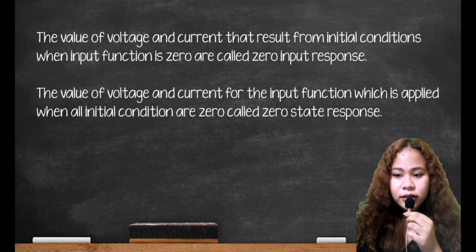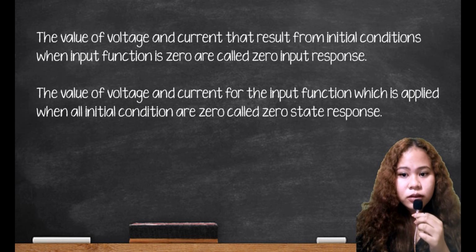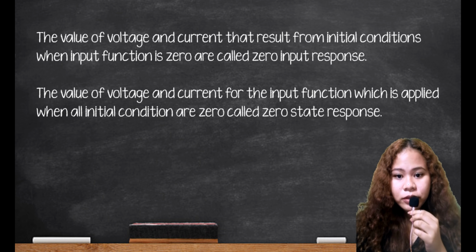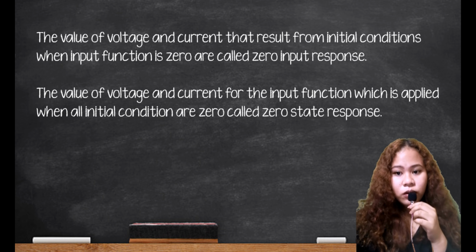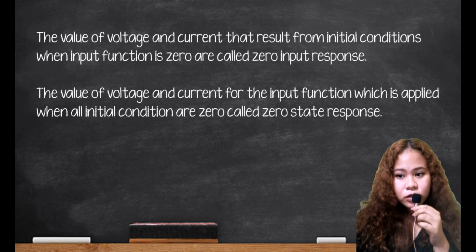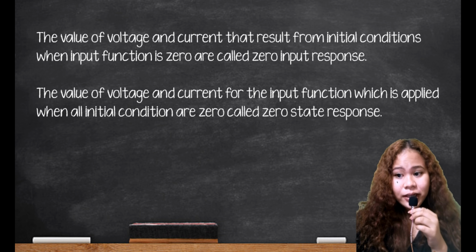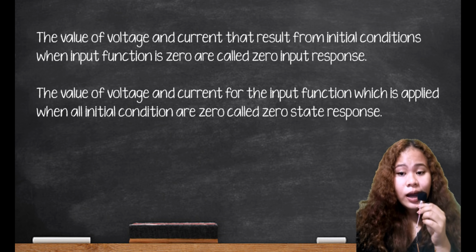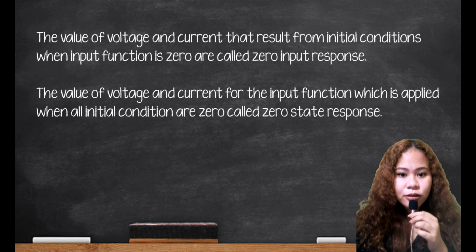Now, the values of voltage and current that result from initial conditions when the input function is 0 are called zero input response. The values of voltage and current for the input function which is applied when all initial conditions are zero are called zero state response.